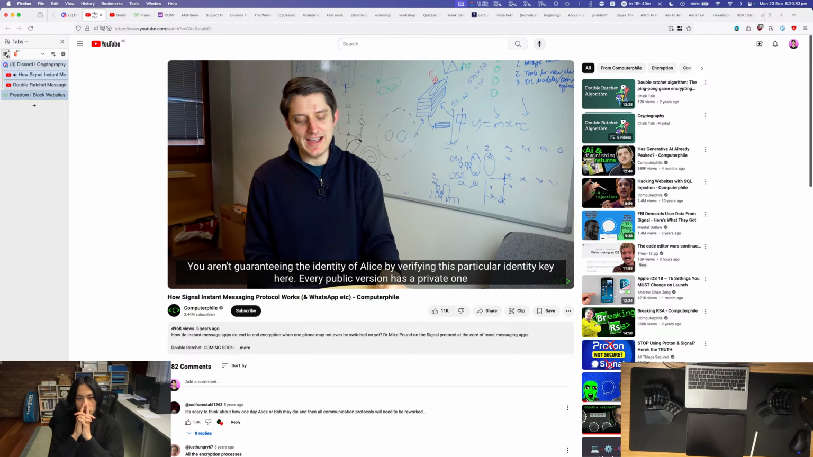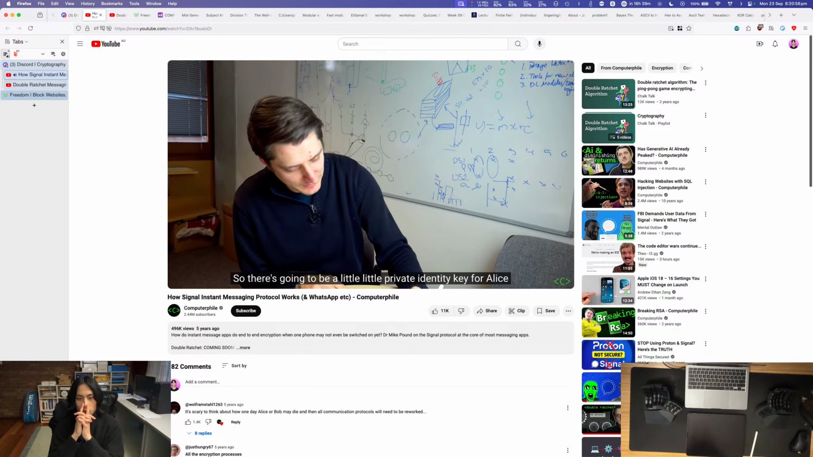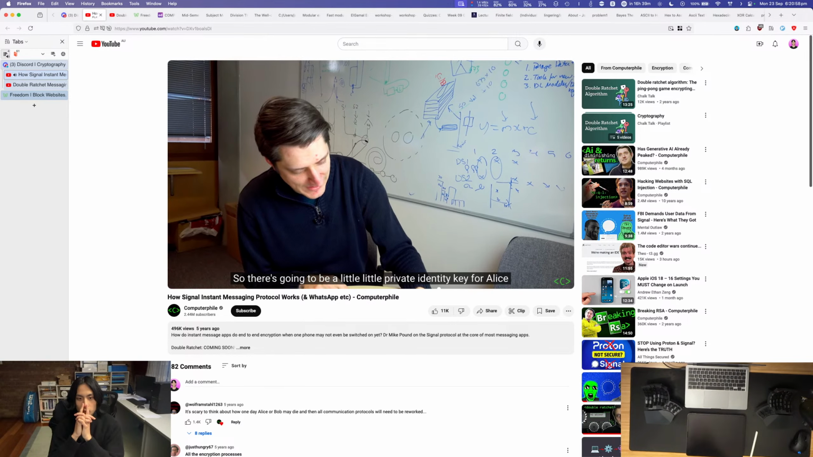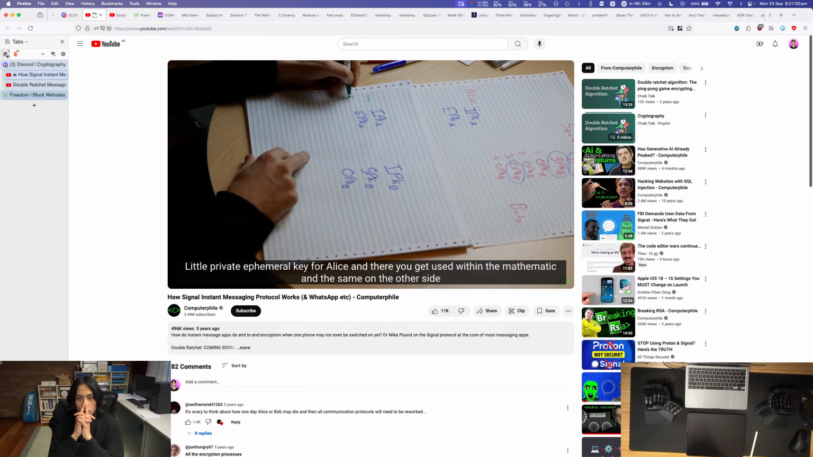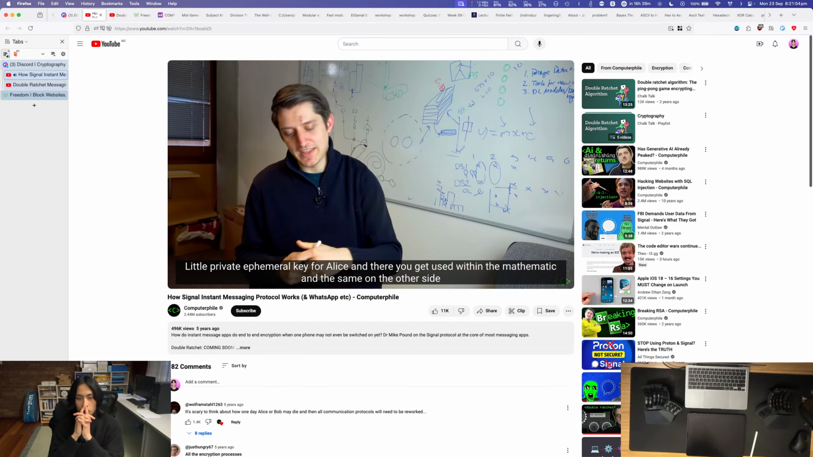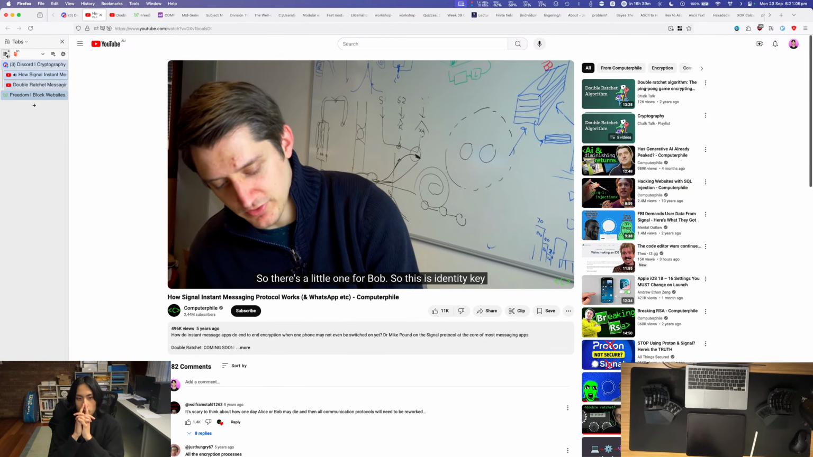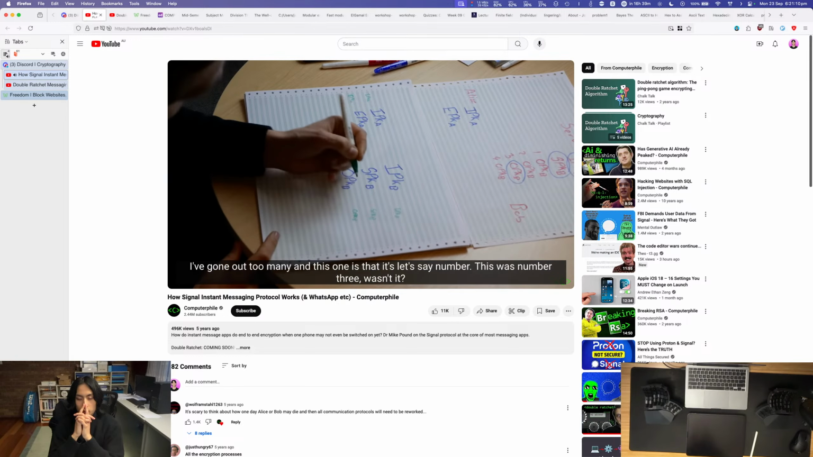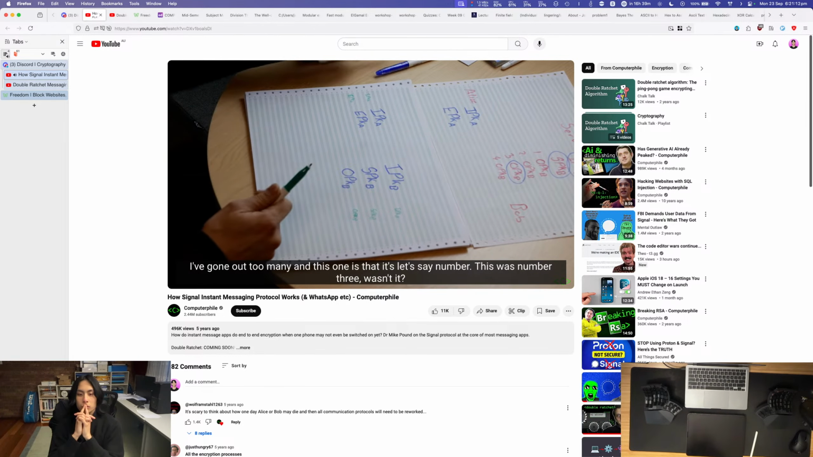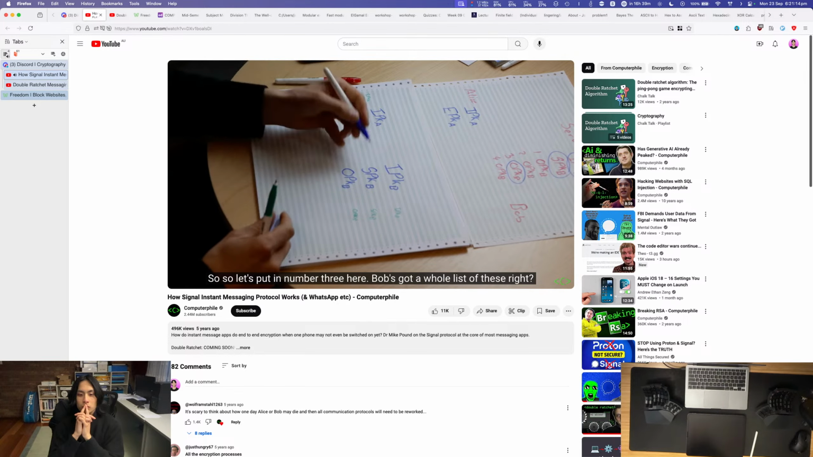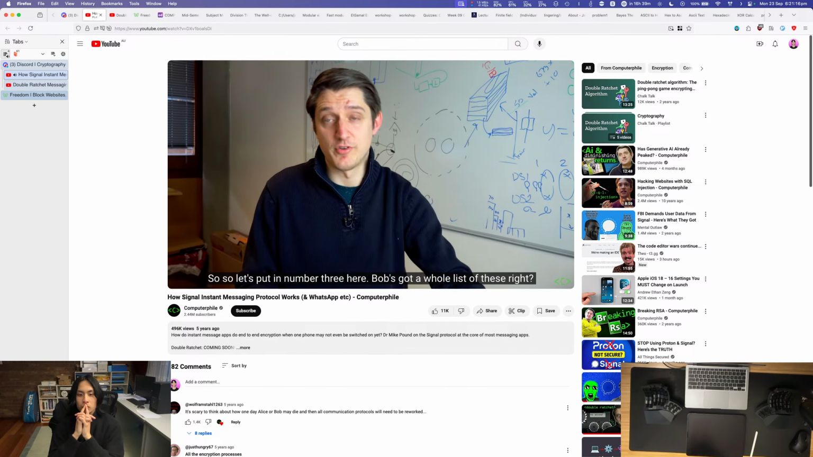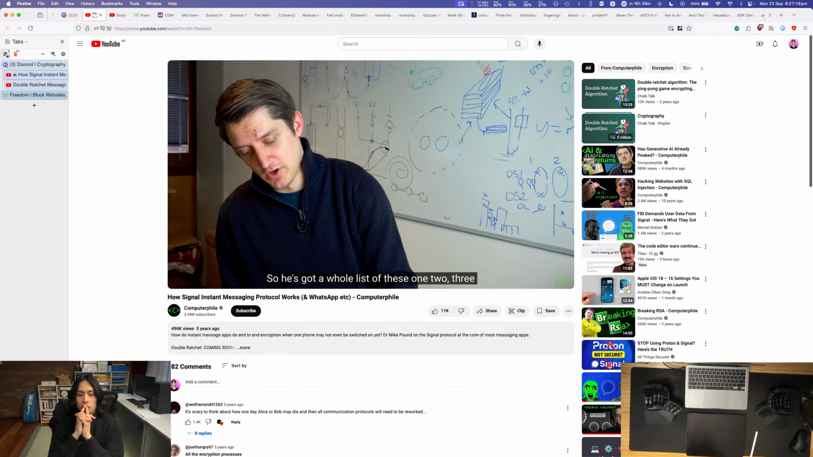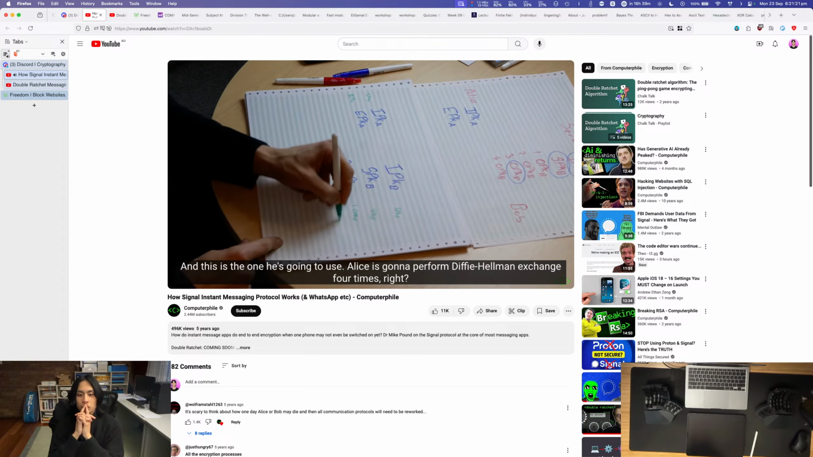Every public key has a private one. So there's going to be a little private identity key for Alice, and a little private ephemeral key for Alice, and they get used within the mathematics. And the same on the other side. So there's a little one for Bob, so this is the identity key for Bob. I've drawn out too many. And this one, let's say this was number 3, wasn't it? So let's put in number 3 here. Bob's got a whole list of these, 1, 2, 3, and this is the one he's going to use.